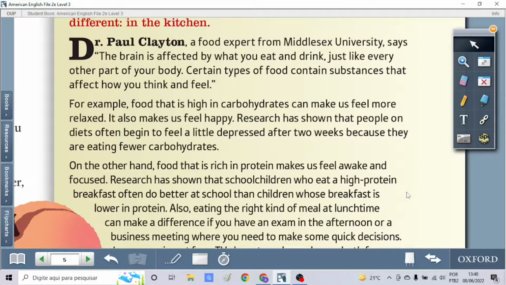Certain types of food contain substances that affect how you think and feel. For example, food that is high in carbohydrates can make us feel more relaxed. It also makes us feel happy. Research has shown that people on diets often begin to feel a little depressed after 2 weeks because they are eating fewer carbohydrates.